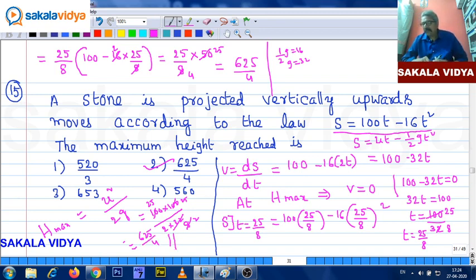Using physics also we can do directly this problem, because here also now the weather condition is not good. So I am going to close the session.